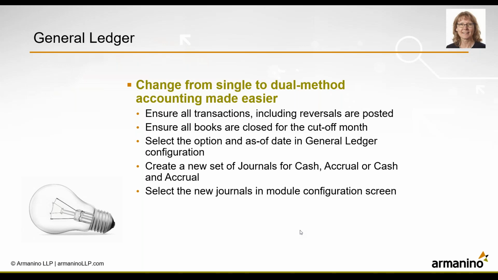A couple of steps there. You're going to make sure your transactions are all posted, including reversals. You're going to make sure your books are closed for whatever the cutoff month is when you're switching that set of books. Select the option and an as-of date in the general ledger configuration. So there's some options there to help with that. Create a few new set of journals for cash, accrual, or cash and accrual, depending on what you're switching to. And then select the new journals in the configuration screens for all the different modules that you're using.